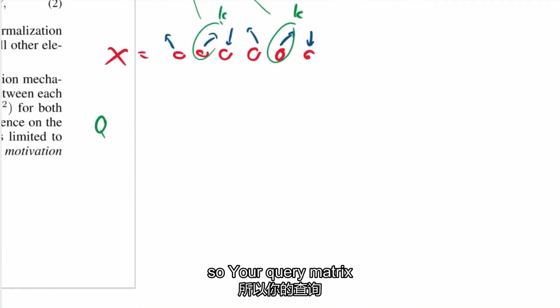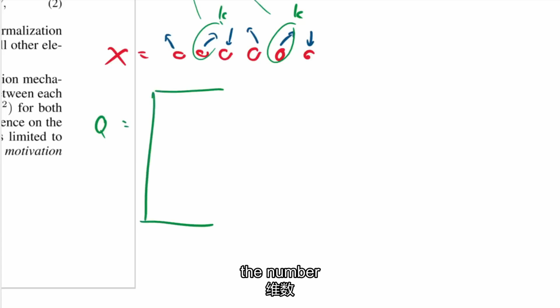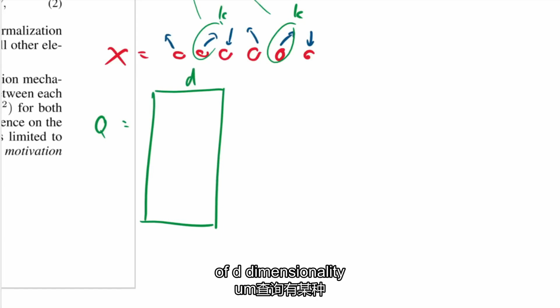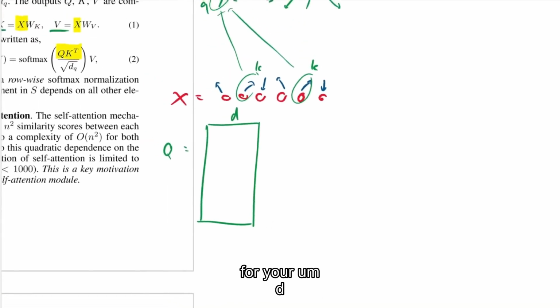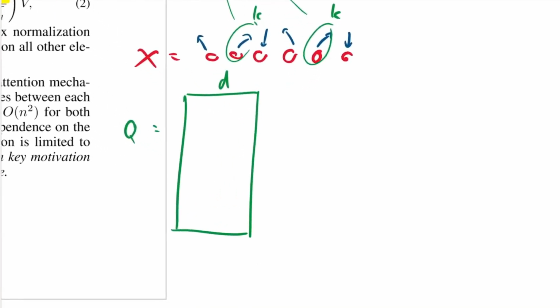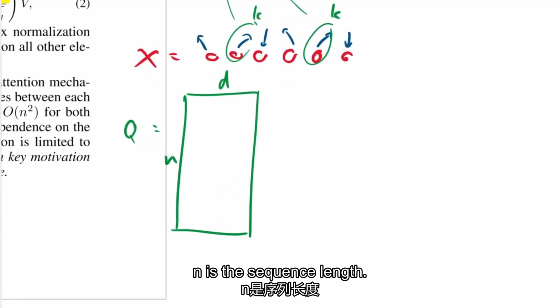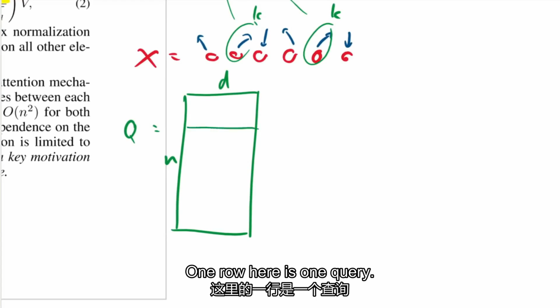So your query matrix is number of sequence elements times the number of dimensions. So you have some kind of d-dimensionality for your queries, and here n is the sequence length, right? So you have one query per sequence element. One row here is one query.